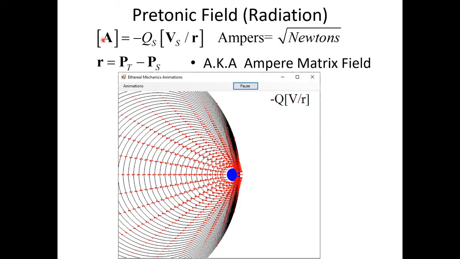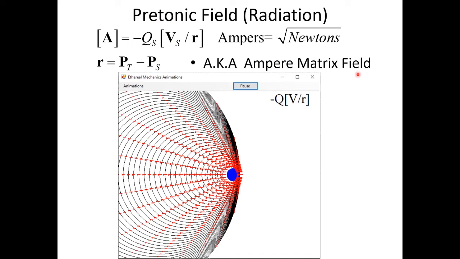Okay, and the units of this are amperes, which is equivalent to square newtons. Those are natural newtons. Okay, and the R is defined as the distance between the position of the test point, or if you've got a Preton, the position of the target Preton, to the position of the source. Okay, and we will also call this Pretonic field. We call it Pretonic radiation, and we also call it the ampere matrix field.